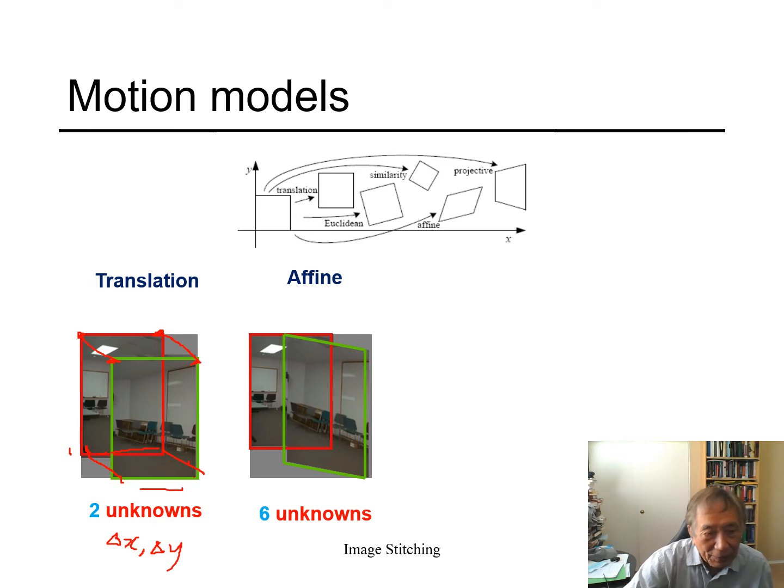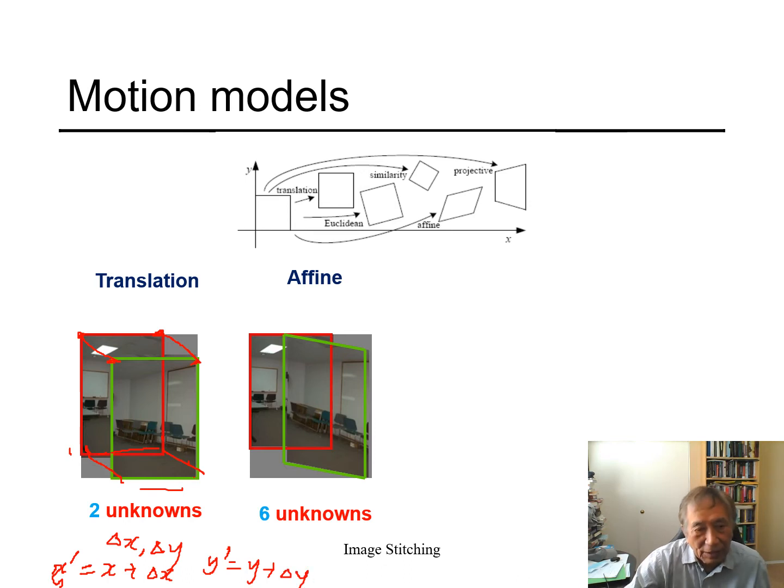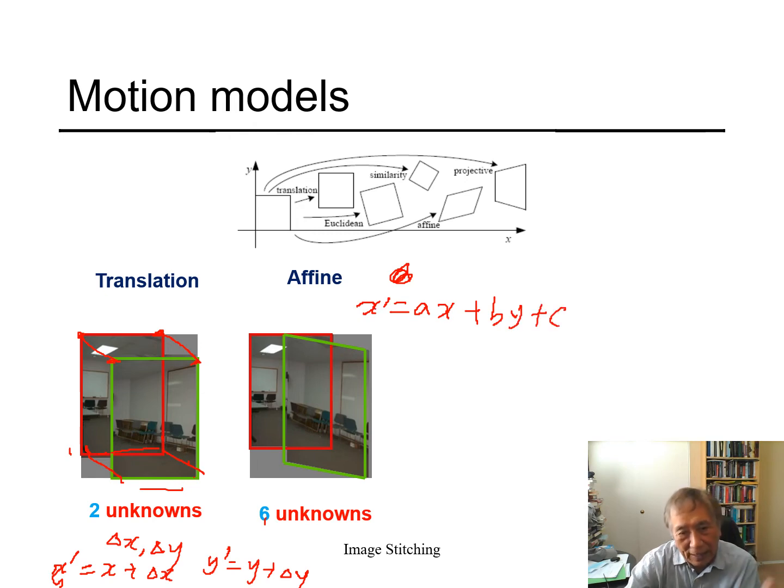So the new value x prime is old x plus delta x, and the new y is old y plus delta y. That's all there is. But if it's an affine transformation, then x prime is ax plus by plus c. Remember that? It has both x and y values combined, like a rotation, where y becomes important. So you have to have that and some constant.